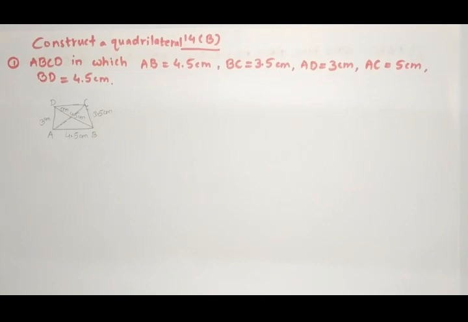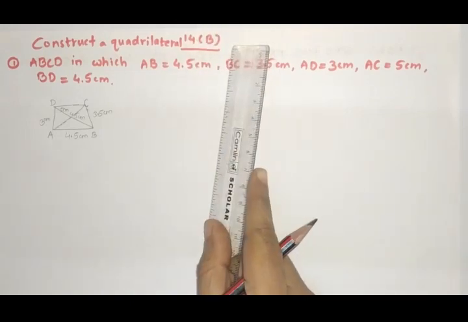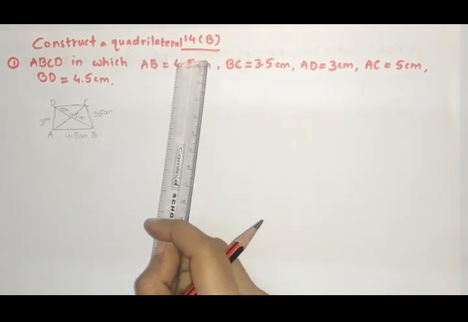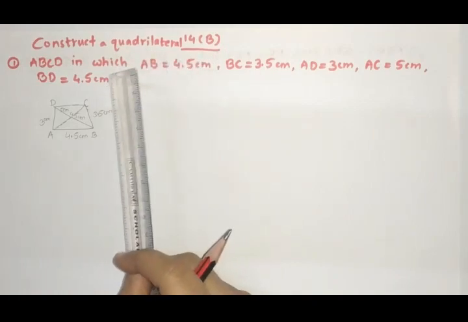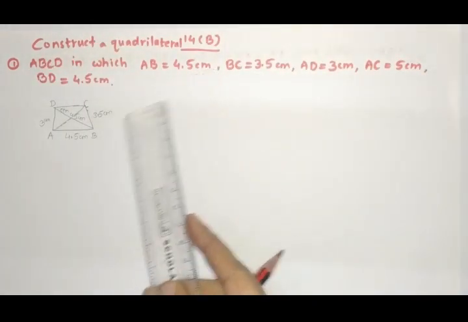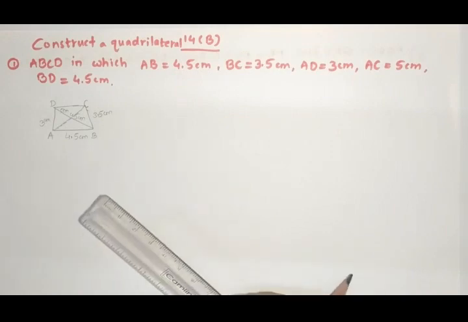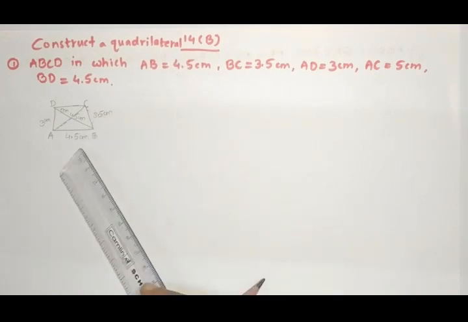Welcome back, dear students. So today we are going to see exercise 14B, constructing a quadrilateral. Now in this question, three sides and the two diagonals are given. So here is the rough figure we have drawn first.